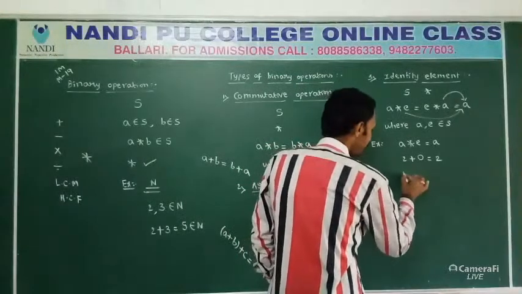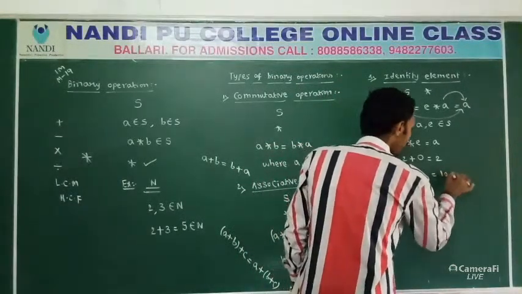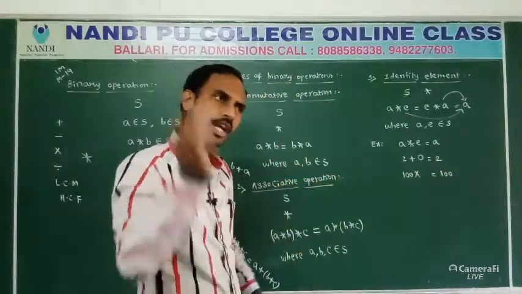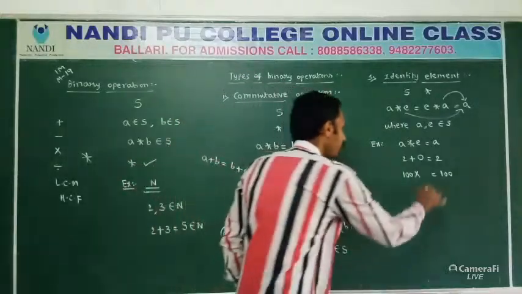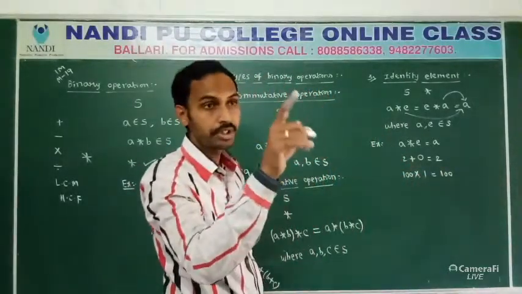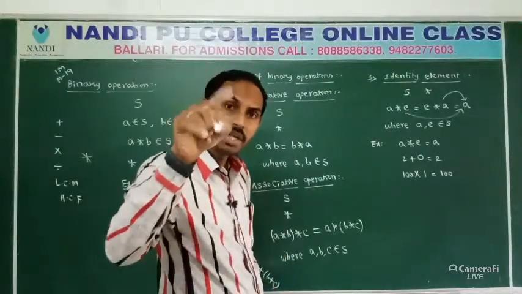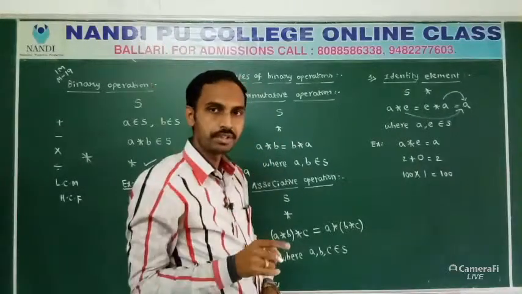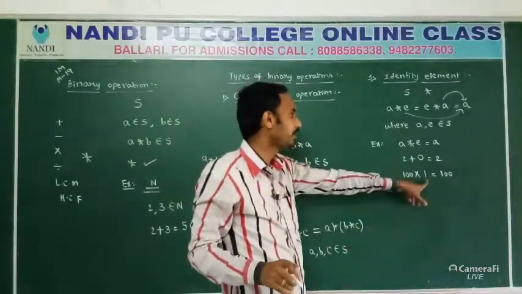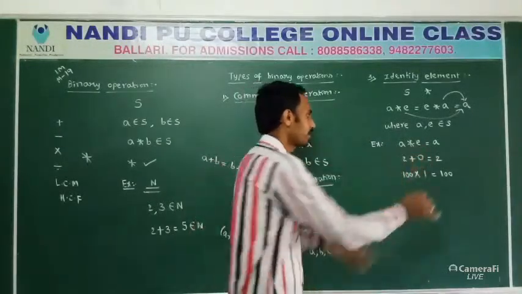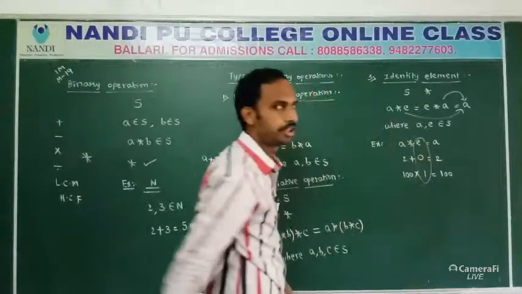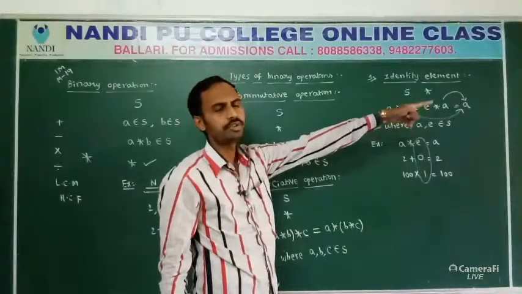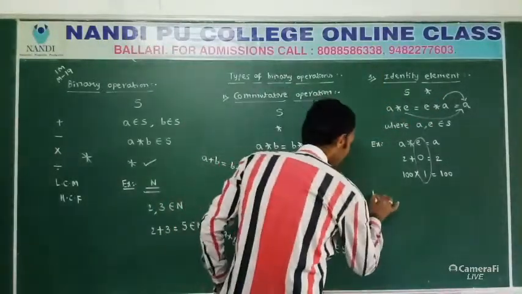See, suppose I have taken 100 with multiplication. Same, A star E is equal to 100. If we multiply 100 with what, the same 100 will come? 1. So 1 is called the multiplicative identity. Under multiplication, 1 is the identity element. Under addition, 0 is the identity. So E is called the identity element. The formula is A star E is equal to E star A is equal to A. Right.